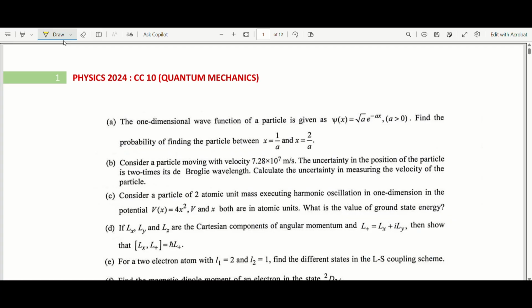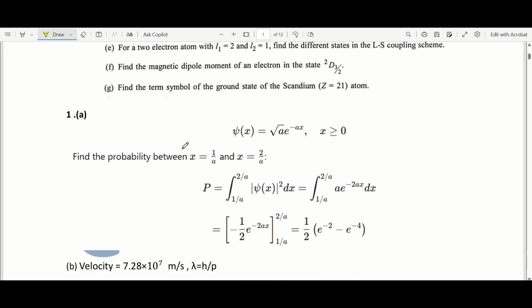Now we solve some questions from quantum mechanics which are coming in the Calcutta University B.Sc course. Okay, so the questions are: first, question A. The one dimensional wave function of a particle is given as psi of x equals root over a times e to the power iota x, where a is positive, and we have to find the probability of finding the particle between x equals 1 by a to 2 by a. Okay, so first of all psi of x is given in this way.